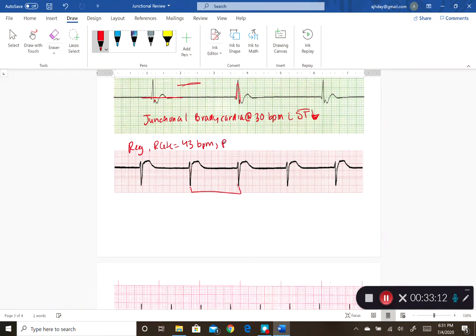Next, we're going to look at our P waves. Well, it doesn't look like I have any. Looks like that isoelectric line goes right into that QRS complex. So that tells me that this is going to be junctional. Also, what tells me that this is junctional is that I have a narrow QRS complex. So my QRS complex is only, well, if I'm looking at this one, about 2 blocks wide.